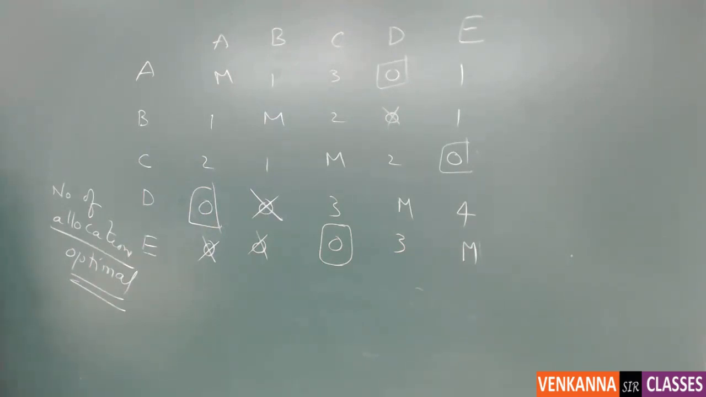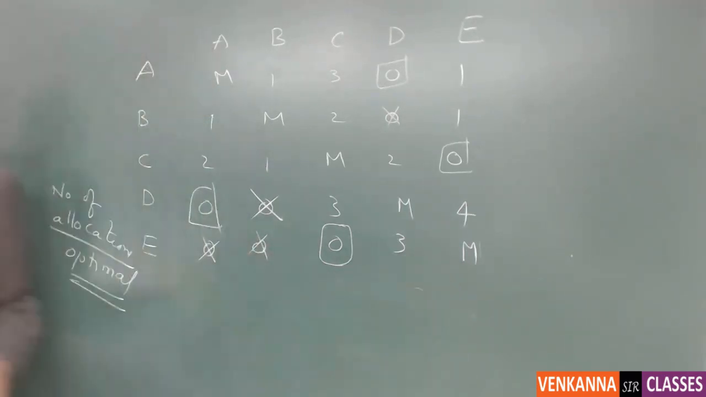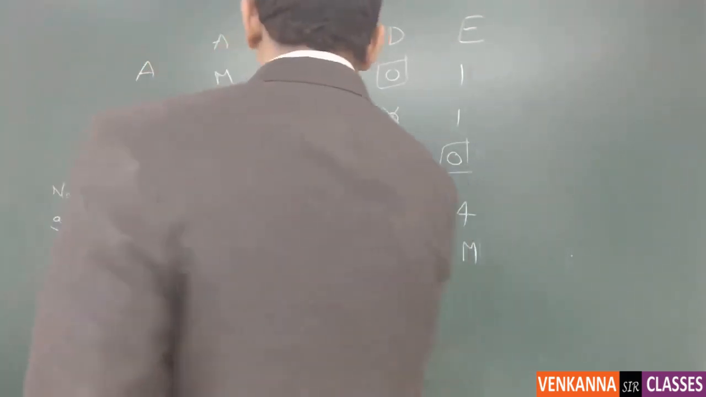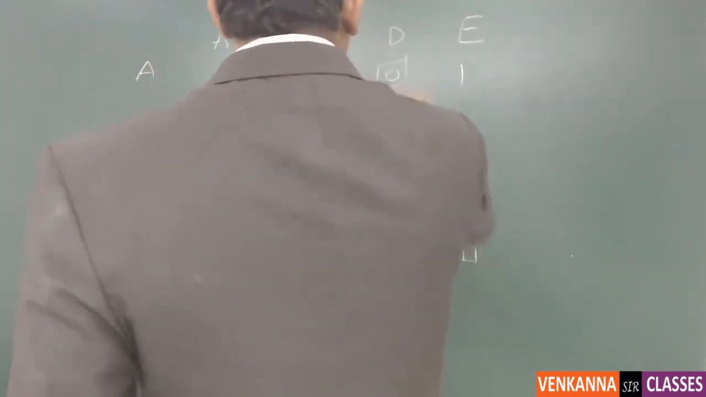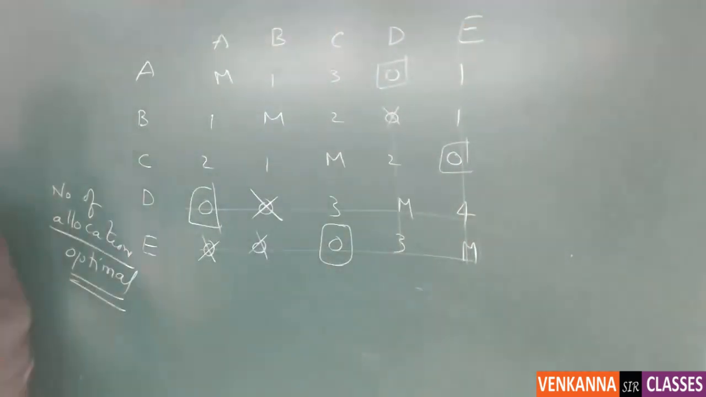Right. So these two rows and these two columns, we wish to draw the lines. Am I correct? You require 4 lines to draw. Yes or no? Right? So if you draw the lines here, that is the resultant matrix.